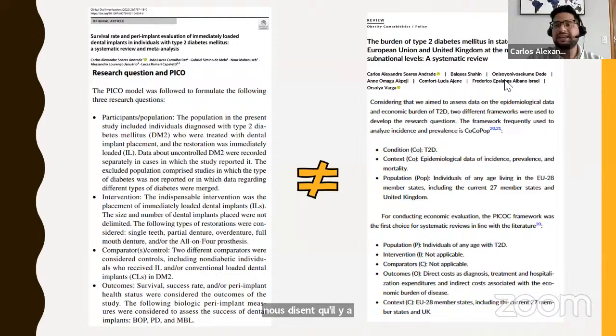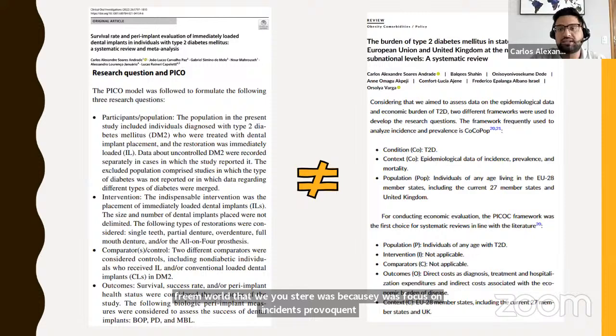But then I want to show you guys another systematic review of my own, in which we studied the burden of type 2 diabetes in the European Union. In this case, we included incidence, prevalence, mortality, and economic analysis of the burden of diabetes. So we had two different frameworks because we had two different research questions. The first framework that we used here was CoCoPop because it was focused on incidence, prevalence, and mortality. So in this case, the condition was type 2 diabetes, the context was the incidence, prevalence, and mortality, and the population included people living in the member states of the European Union.